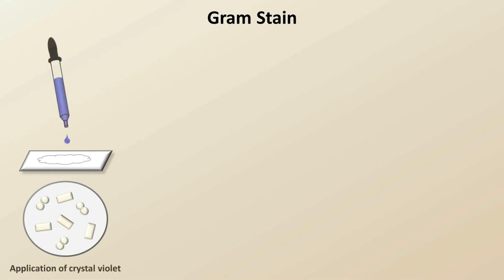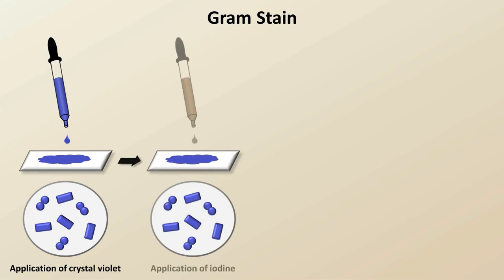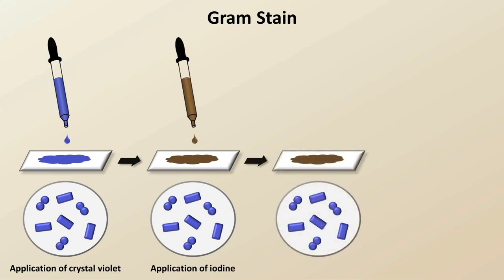The first step is to apply a dye known as crystal violet, which enters and stains all bacteria purple. Next, iodine is added. Iodine forms a complex with the crystal violet that partially traps it within the peptidoglycan layer. Then the cells are washed with ethyl alcohol, or sometimes acetone. In gram-negative cells, the alcohol or acetone destroys the outer lipopolysaccharide membrane and washes out the crystal violet iodine complexes so that these cells become unstained again. However, the crystal violet iodine complexes cannot be washed out of the much thicker peptidoglycan layer in gram-positive cells, so they stay purple.